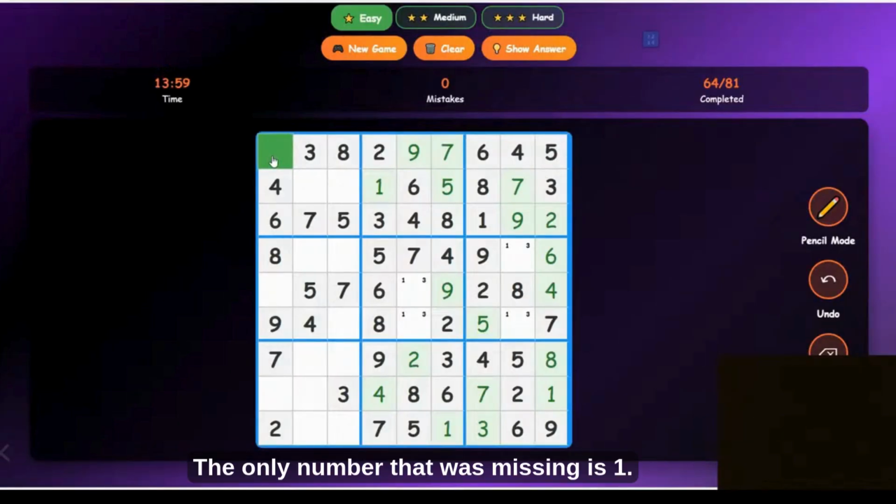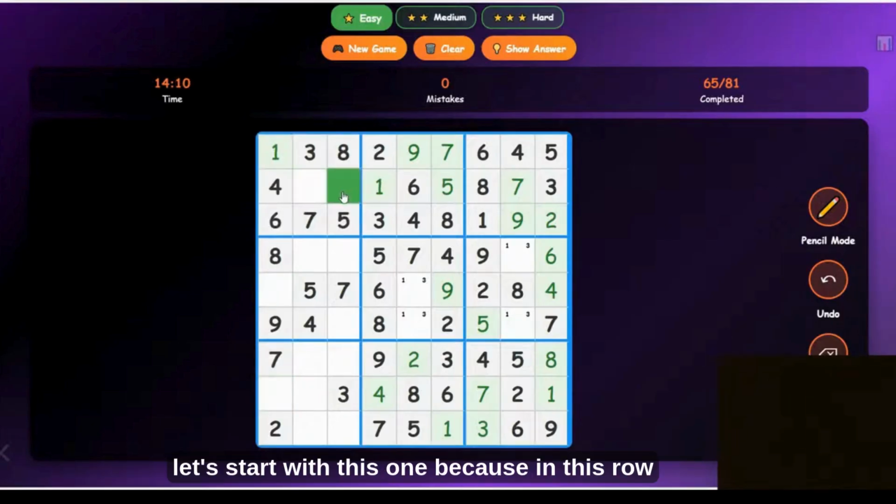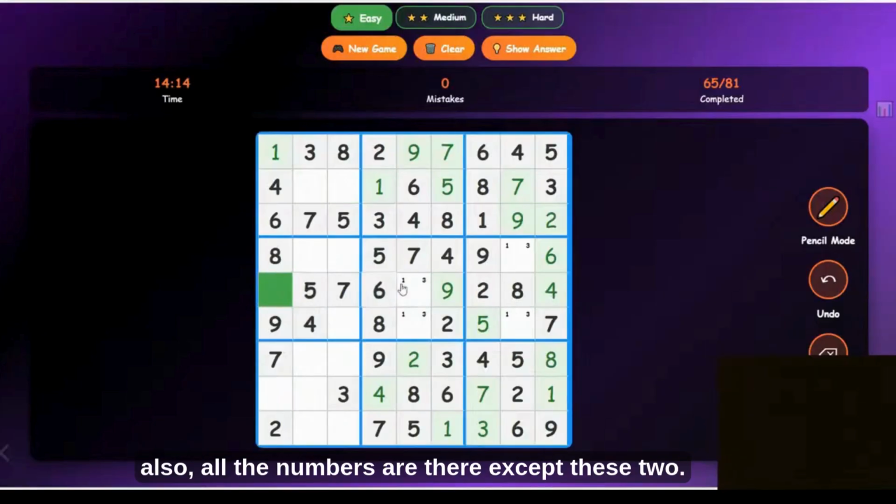The only number that was missing is 1. All the other numbers are there. Great. So now in this column, only 2 cells are remaining. Also in this big box, there are 2 cells remaining. So let's start with this one, because in this row also all the numbers are there except this 2.